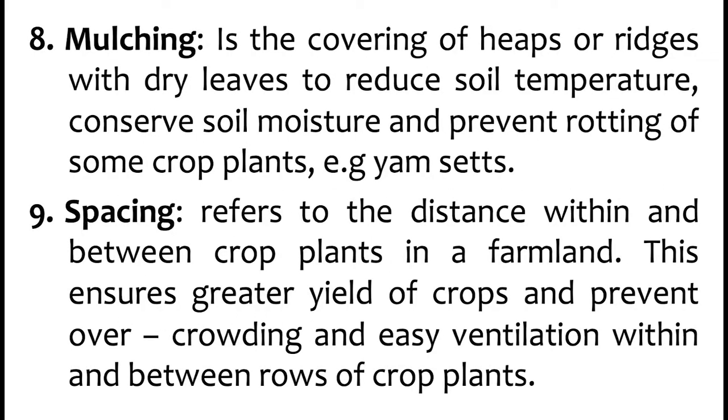We also talked about mulching, which is the covering of heaps or ridges with dry leaves to reduce soil temperature, conserve soil moisture, and prevent rotting of some crops such as yam. Spacing refers to the distance within or between crops in a farmland. This ensures greater yield of crops, and prevents overcrowding and allows easy ventilation within and between rows of crop plants.